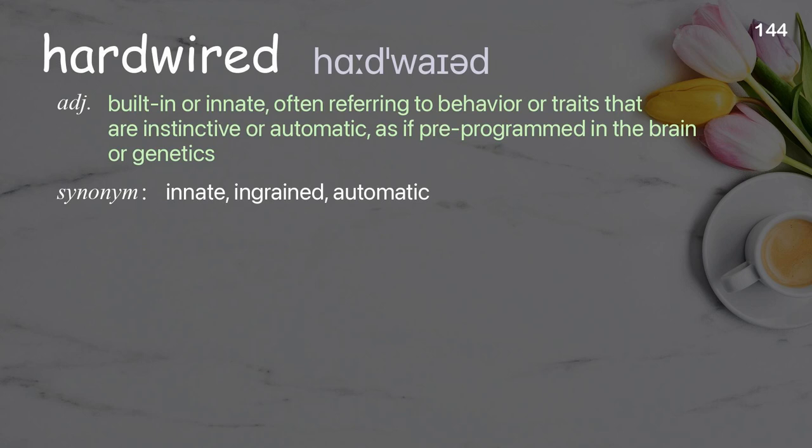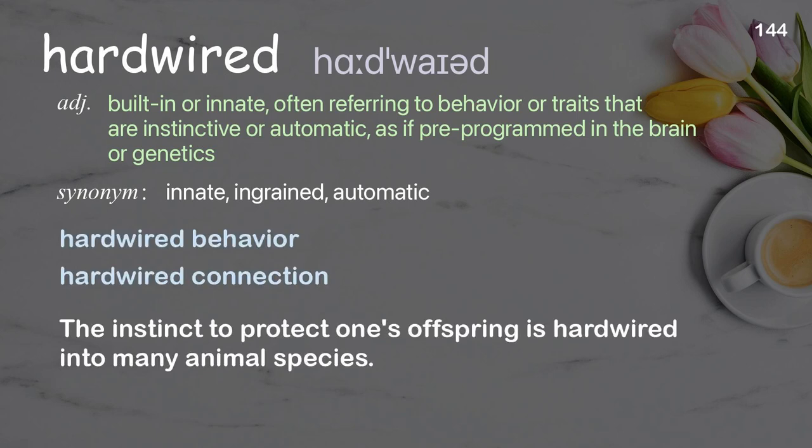Hardwired. Built in or innate, often referring to behavior or traits that are instinctive or automatic, as if pre-programmed in the brain or genetics. Examples. Hardwired behavior. Hardwired connection. The instinct to protect one's offspring is hardwired into many animal species.